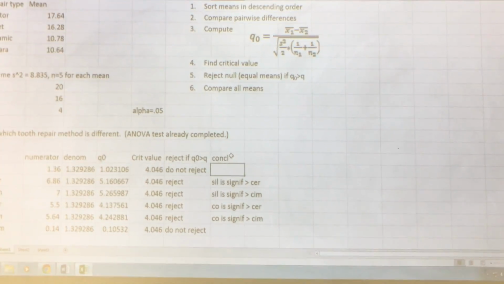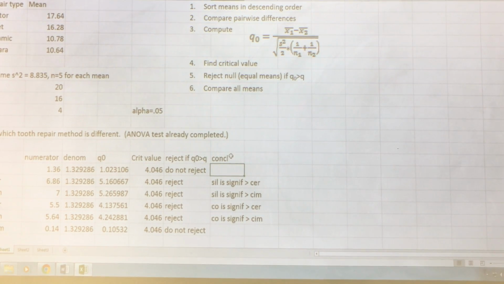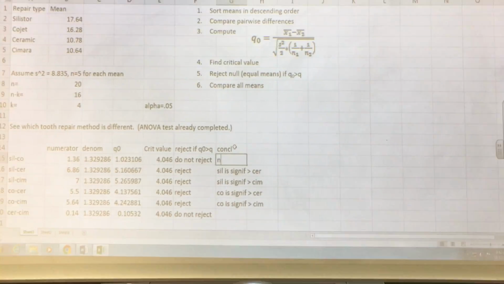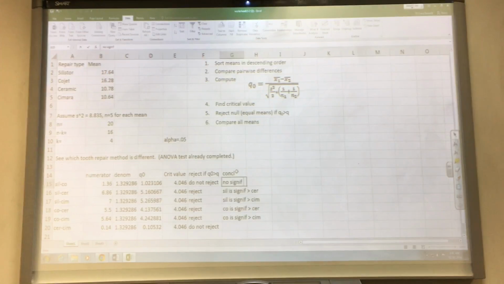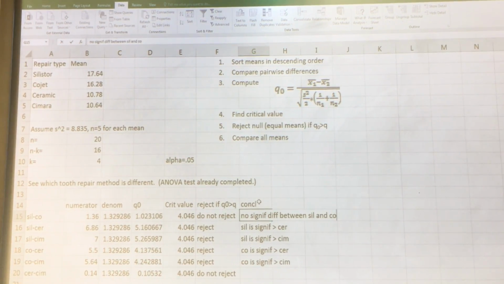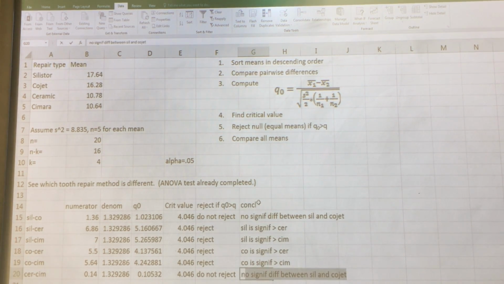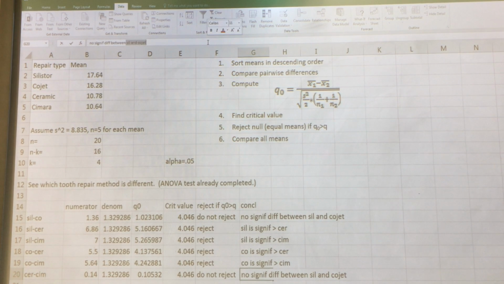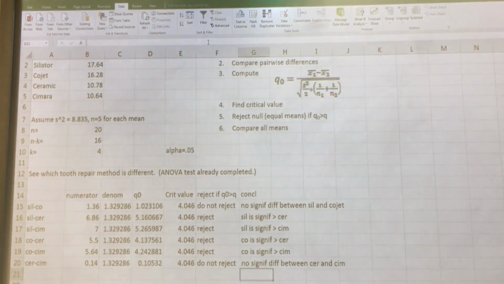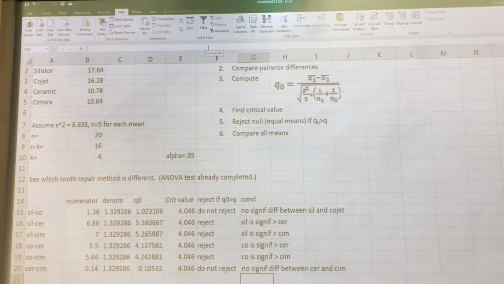Do we need to have a conclusion for the two nodes? If you want, yeah. No significant difference between oscillostor and cojet. And this one is no significant difference between ceramic and Samara. How did you find your critical value?